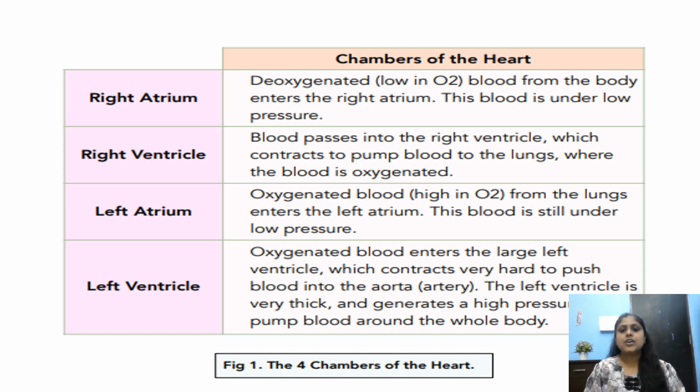Left atrium: oxygenated blood which is high in oxygen from the lungs enters the left atrium. This blood is still under low pressure. Left ventricle: oxygenated blood enters the large left ventricle which contracts very hard to push blood into the aorta. The left ventricle is very thick and generates high pressure to pump the blood around the whole body.